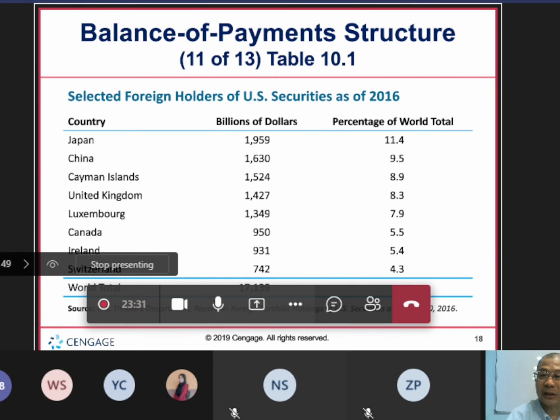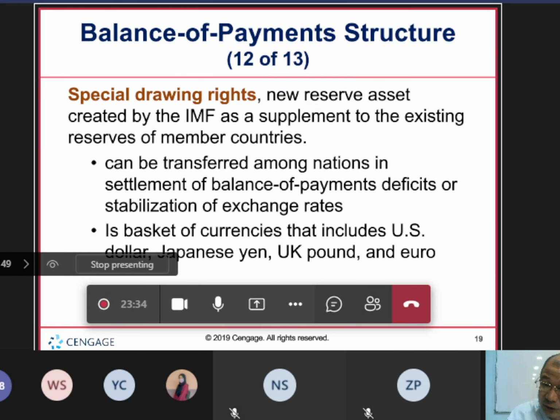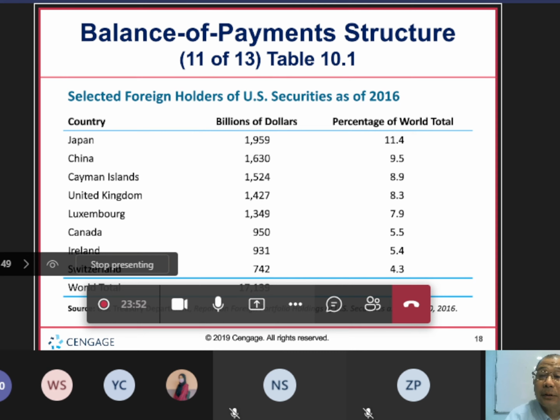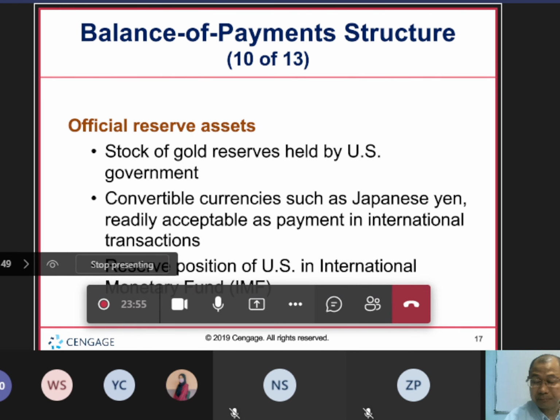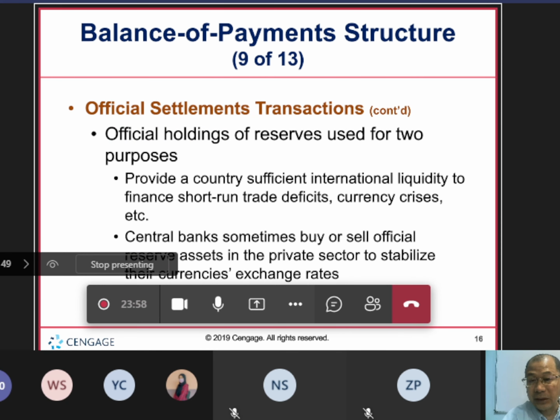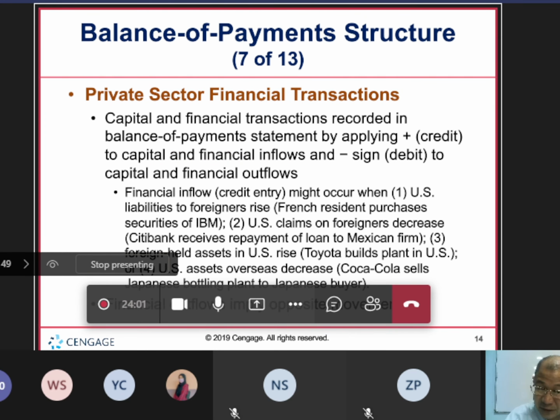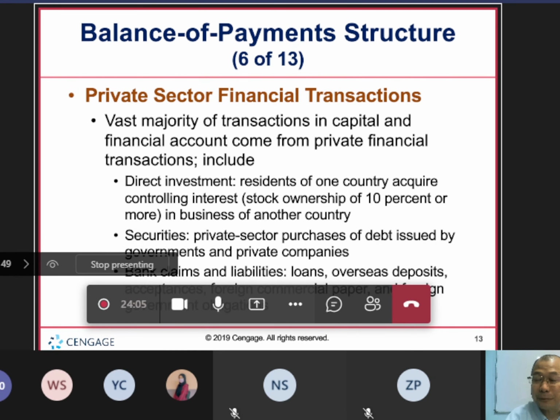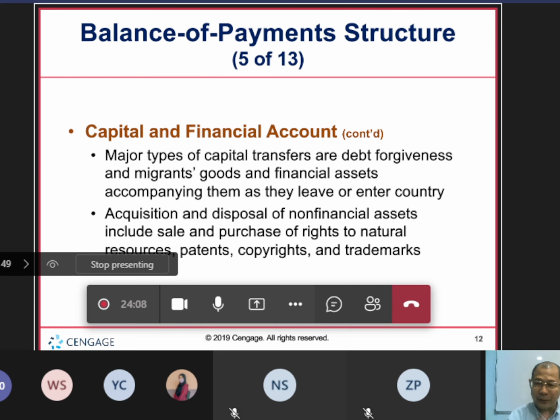Next to it is the reserve. We're talking about reserves. Reserves can be special drawing rights, which is the currency of the IMF, a basket of currencies of the main contributors of the IMF: the large advanced countries, the United States dollar, yen, UK pound. And next is the settlement of private financial transactions. This is the capital account, private sector, so the capital account will be on the right.